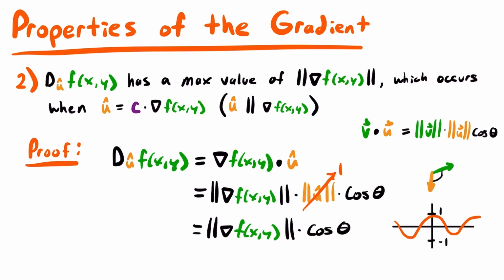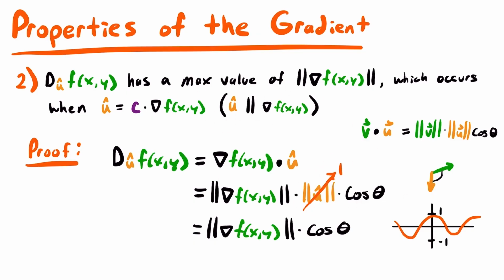The maximum value only occurs when cosine is 1 at theta equals 0, which means you'd have 1 times this magnitude, giving you that the maximum value for the directional derivative is the magnitude of the gradient vector, which again only occurs when the angle between the two vectors is 0, or in other words, when the unit vector and the gradient vector are parallel, when they're pointing in the same direction. And so that's the proof behind this second property.